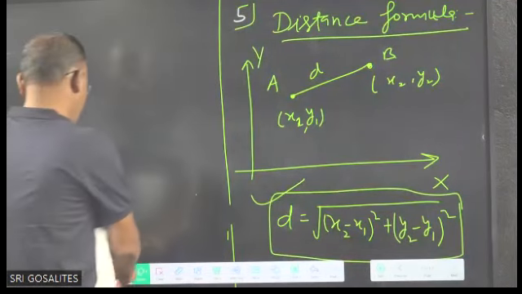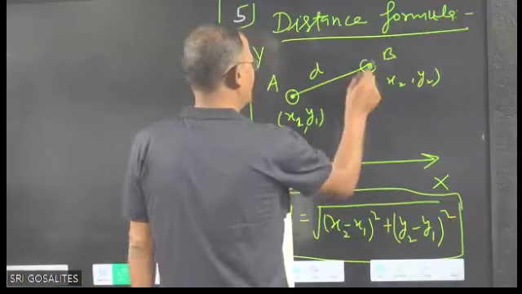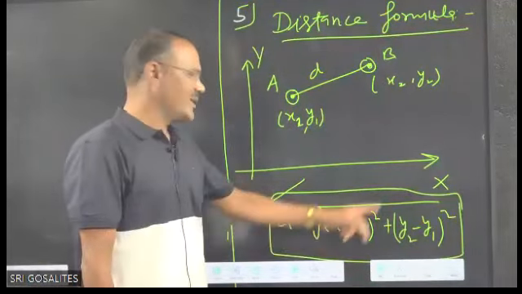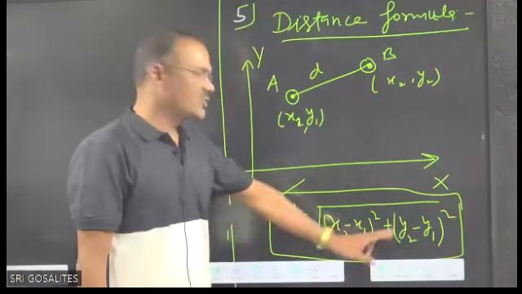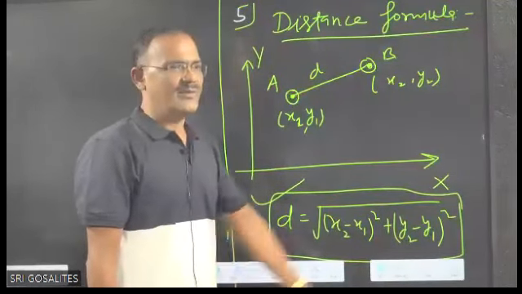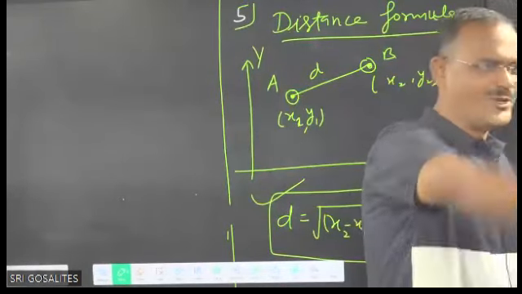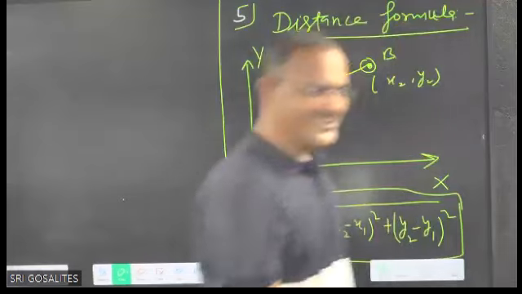So means if coordinates are given of 2 points, then distance between the points is root of x2 minus x1 whole square plus y2 minus y1 whole square. Anybody have any problem? Yes, I can prove it. I can prove it for you. Mr. Tillu, don't worry.